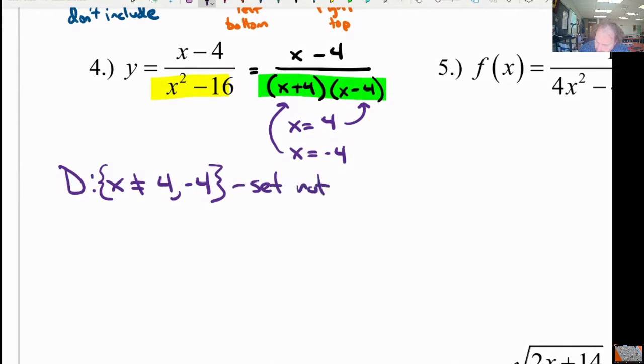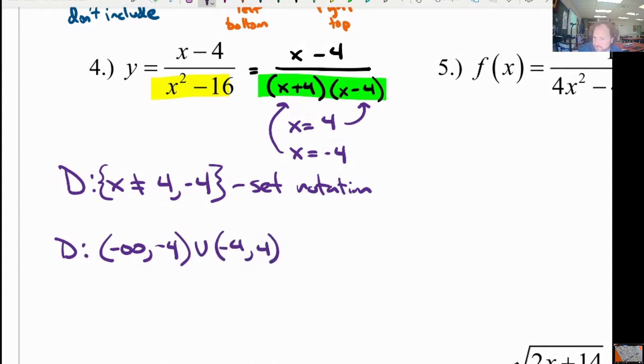But again, for the 4th time, I'm going to say, okay, we're talking about interval notation today. So we're going to use all the numbers from negative infinity to negative 4, but not including negative 4. We're going to union that together with all the numbers from negative 4 to 4, not including 4. And we're going to union that with the set of numbers from 4 to infinity. This is kind of the answer that we're looking for in this particular answer.